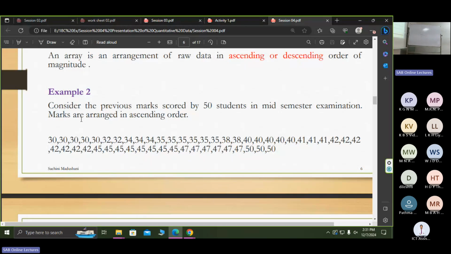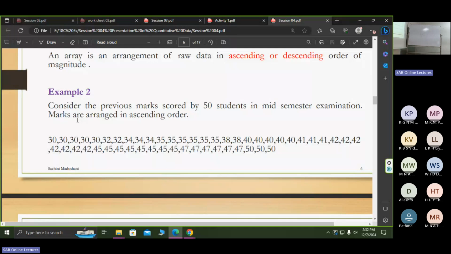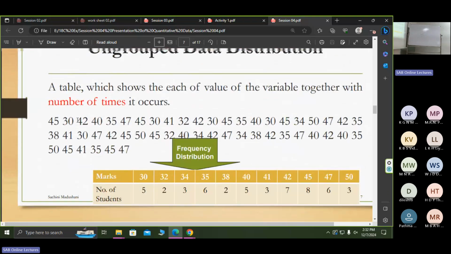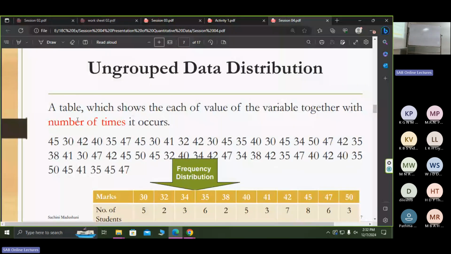Another thing is that there are some repeated numbers, and we do not need to write one number many times. So we can summarize it. Therefore, we can construct the ungrouped data distribution. First, after selecting the data, we have the raw data. For our easiness, we arrange it in ascending order. Then we can find out some numbers are repeated, and we can summarize it. Then we can construct the ungrouped data distribution.